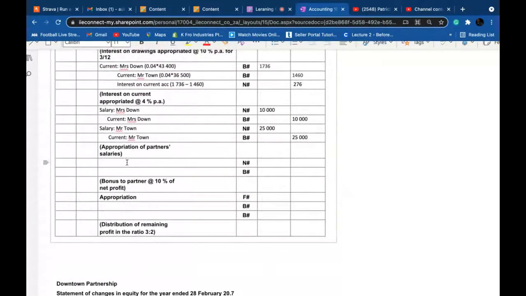Can now come down to the next adjustment. Okay, and here it says Mrs. Down must receive a bonus of 10% of the profit for the year. A bonus. Okay, so here we have a bonus. Okay, much like salaries, this is an expense to us because we're rewarding one of the partners.